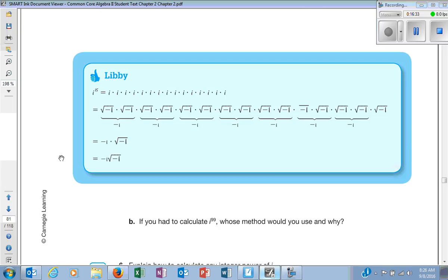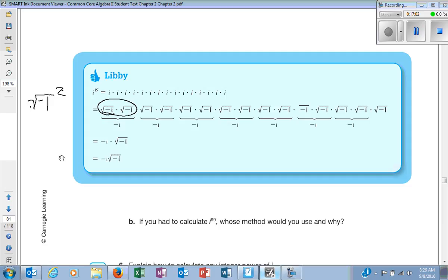Yes, it would. If you have I to the 15th power, doesn't mean you just have 15 I's. And every time you have the square root of negative 1 times the square root of negative 1, doesn't that really turn into the square root of negative 1 squared? What happens with square and square roots? And turn into negative 1. Do you see how this person did that? I don't recommend that. I think that would take forever on your test.